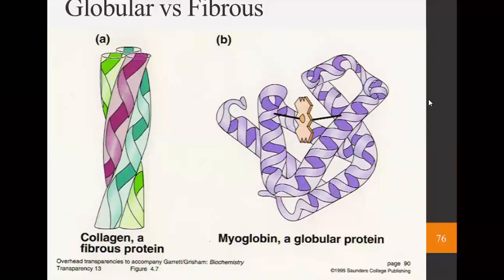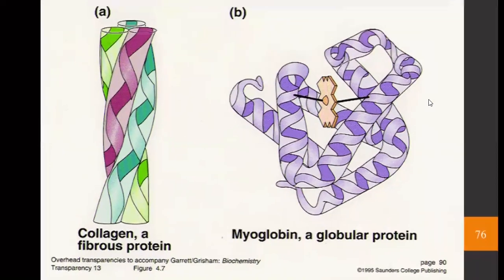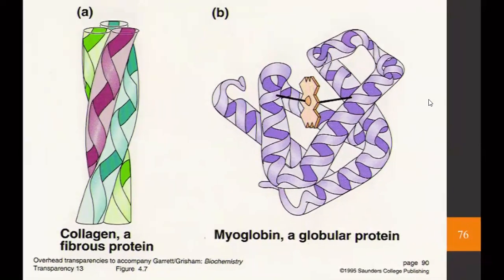On the left hand side, you can see a fibrous protein, collagen. On the right hand side, you can see a globular protein, which is myoglobin. Just like hemoglobin, we have another globular protein in our body, which is known as myoglobin. Now, if you look at collagen, how many polypeptide chains can you see over here? Almost 3 polypeptide chains. Okay? 3 polypeptide chains.